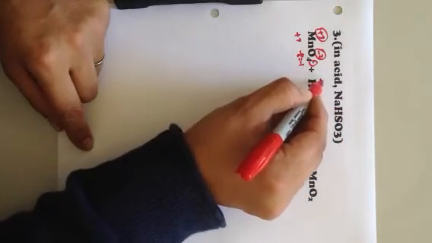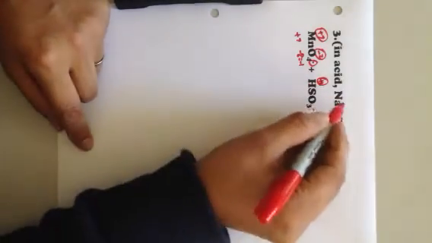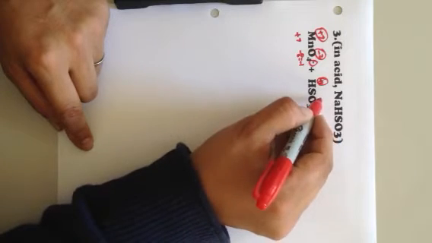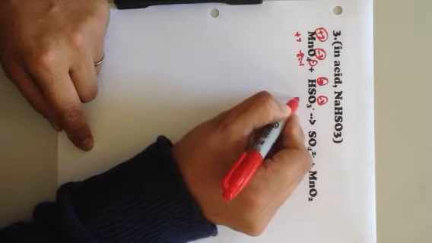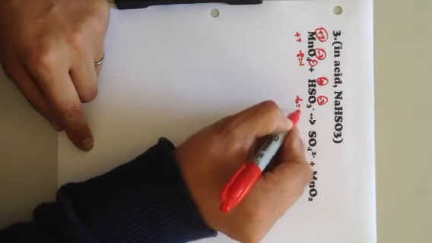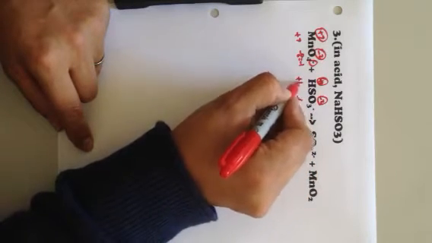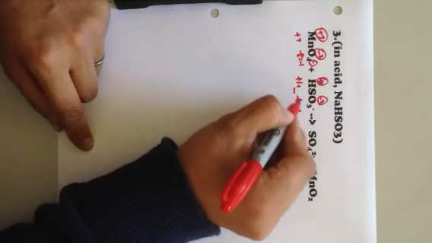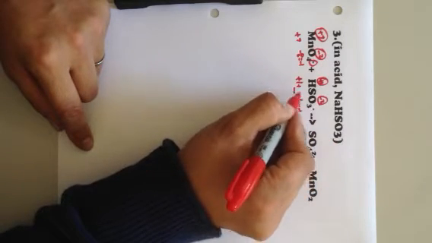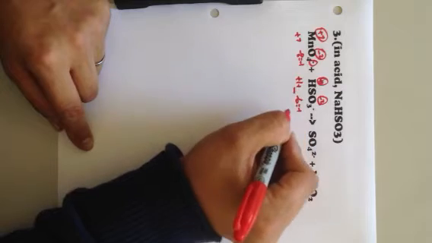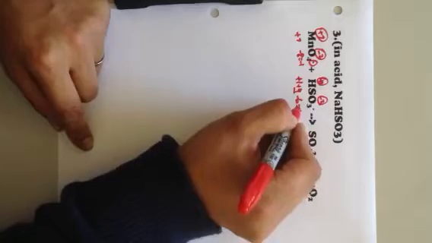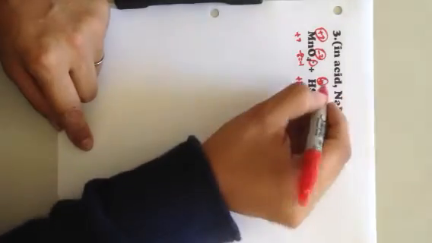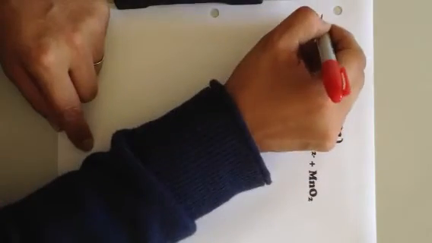HSO3 minus: H is going to be +1 pretty much all the time. Oxygen here has to be -2, and 3 times -2 is -6. Total has to be -1. We've got +1 plus what is equal to -1? So -6 and +1, so this has to be, what is that, +4? Yeah. That's +4. And I like to circle the oxidation numbers.